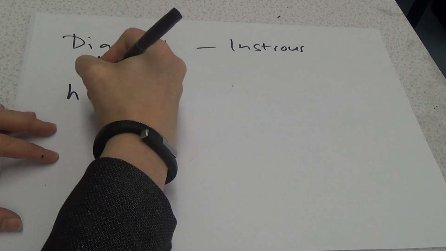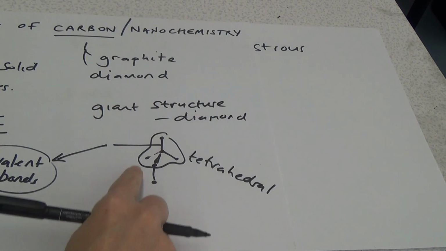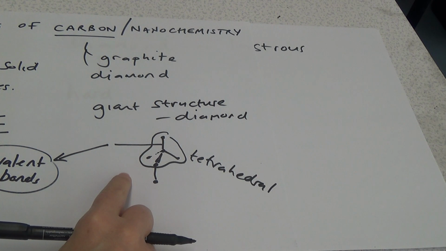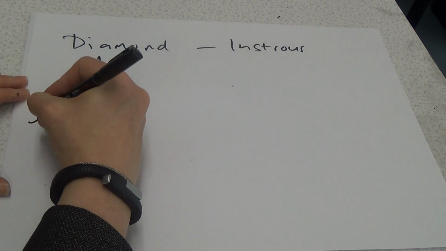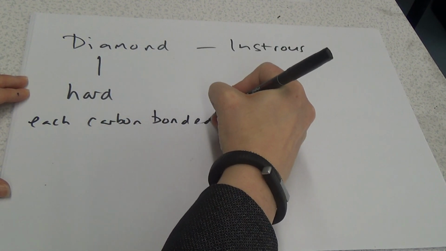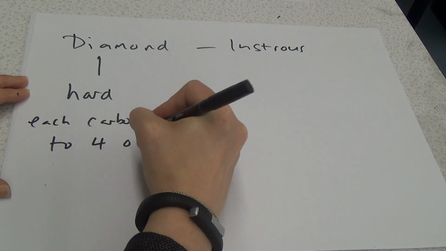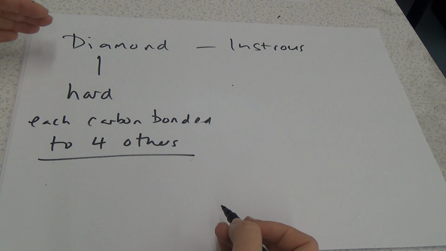And one of the key reasons is related to this structure that we talked about. The fact that every single carbon is covalently bonded to 4 other carbons. So each carbon bonded to 4. Okay, and the hardness of diamond makes it very, very useful.